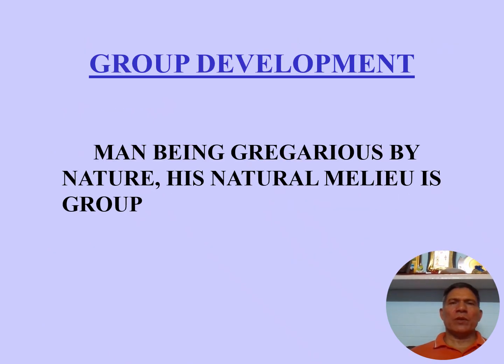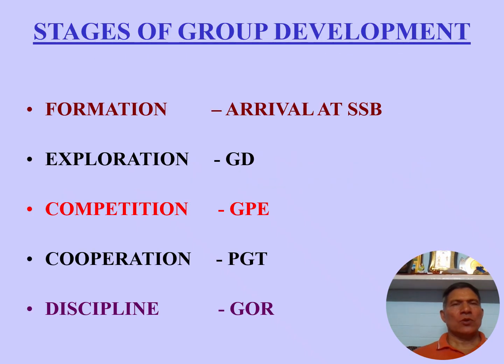So we look at group level development. It is basically man being gregarious by nature. His natural milieu is group. So we move further now. Stages of group development. Formation, that is arrival at SSB. Exploration is group discussion. Competition is group planning exercise, GPE. Cooperation is progressive group task. Discipline is GOR, group obstacle race.